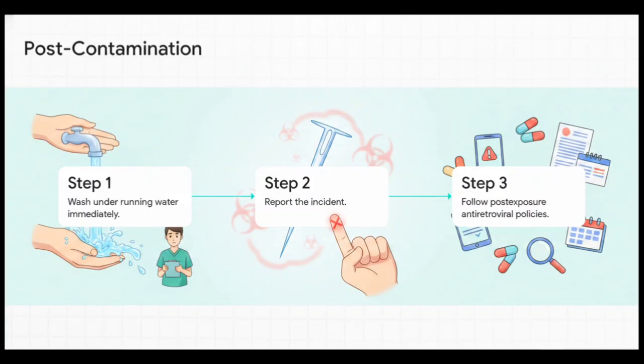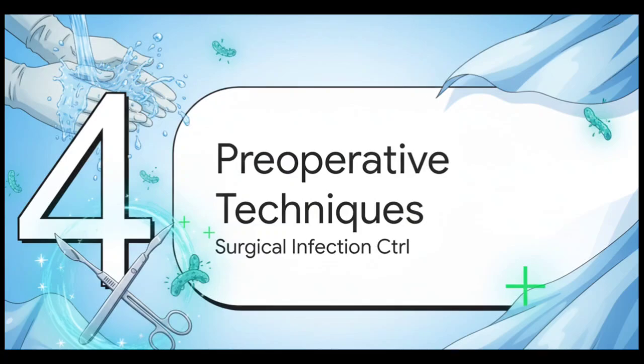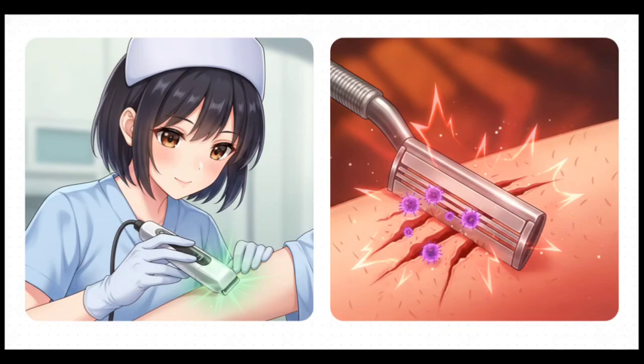Do not wait around. All right, let's transition into Module 4, pre-operative and surgical techniques, because infection control isn't just about protecting the staff, right? It's heavily about practical patient preparation and the surgical technique itself. Take the precise timing of skin preparation, for example. If hair removal is required, it must be done immediately before surgery, right there in the operating theater.